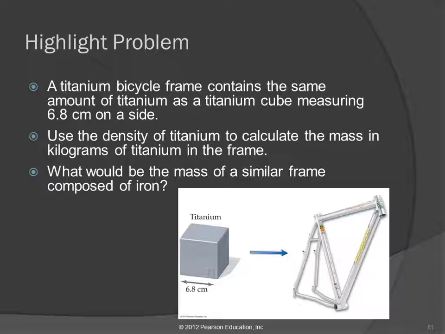So here's another one. These are more interesting word problems, more challenging, or more frustrating, depending on your point of view. A titanium bicycle frame contains the same amount of titanium as a titanium cube measuring 6.8 centimeters on a side. Use the density of titanium to calculate the mass in kilograms of titanium in the frame, and what would be the mass of a similar frame composed of iron.